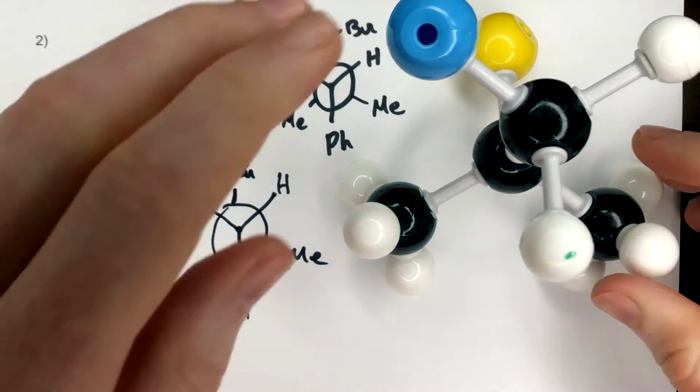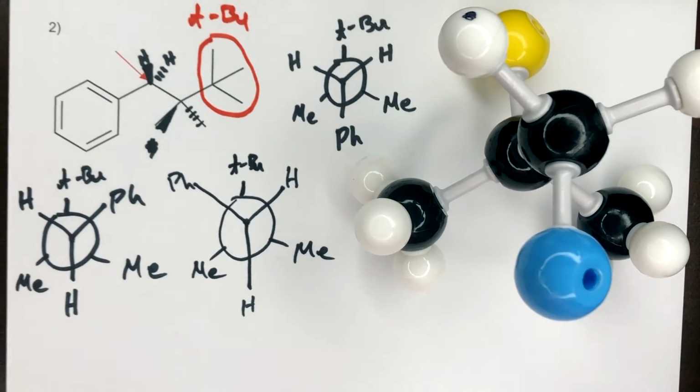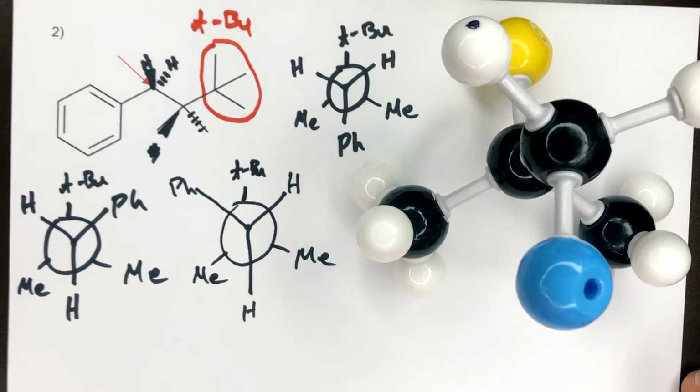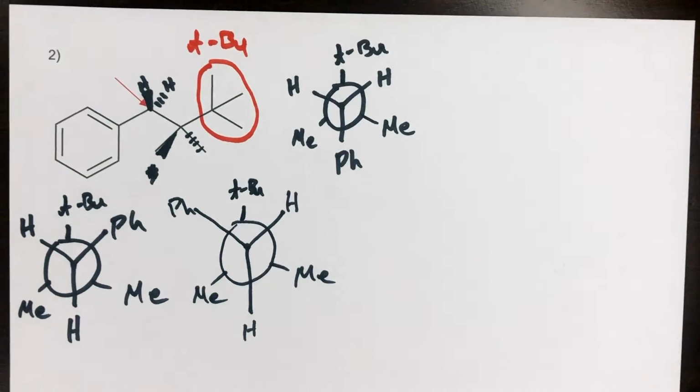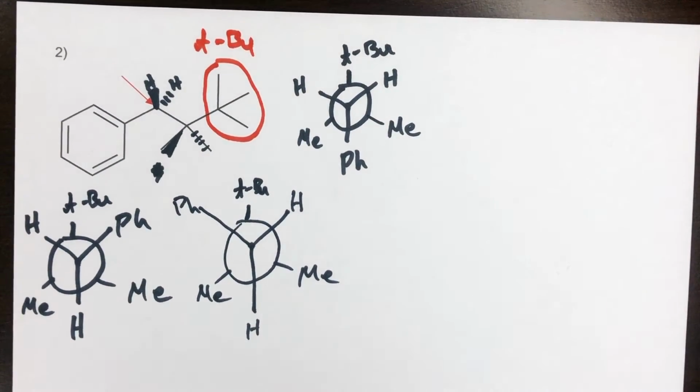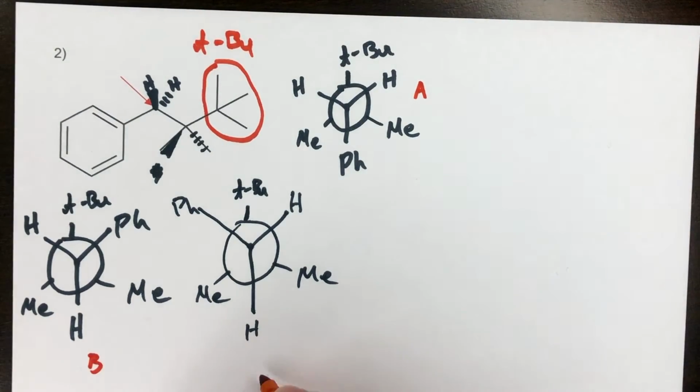Because now, if we rotate again, this puts our phenyl down again, anti to the T-butyl, which is exactly the same that we started with. So we finished with the molecular model. We've identified our 3 structures. Now I'll call this conformation A, this one B, and this one C.